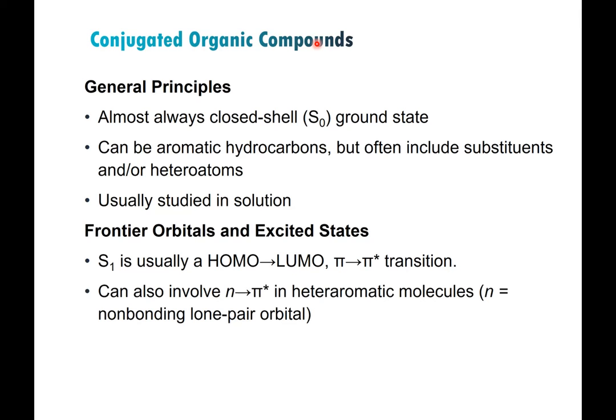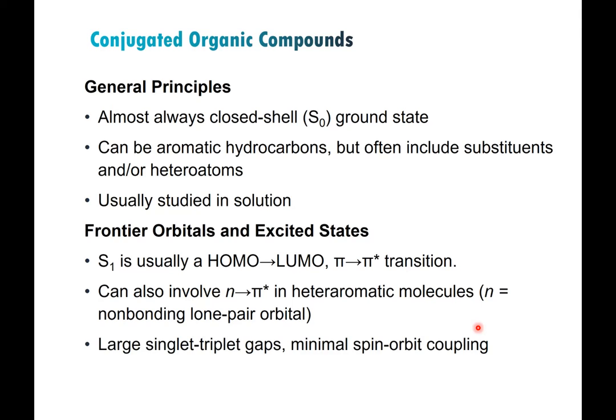Now, there's also some variation on this. In particular, if you have heteroaromatic compounds or compounds that have certain types of substituents that would have non-bonding lone pairs involved, then you can have what are called n to pi star transitions. These are not as frequently observed in fluorescence, but they can be, and that's where the n, as it is abbreviated, would be referring to a non-bonding or lone pair type orbital that's initially populated.